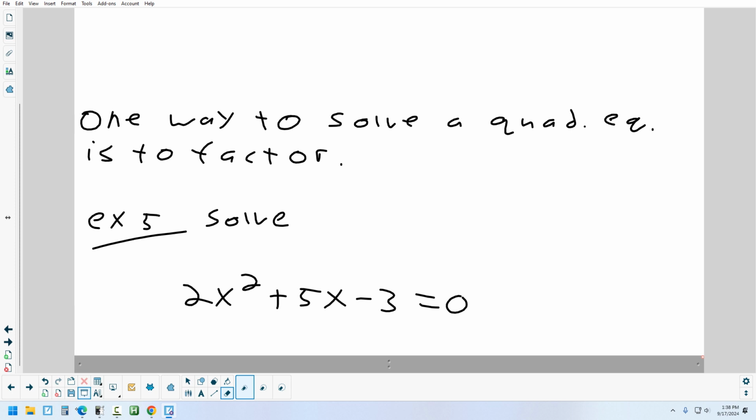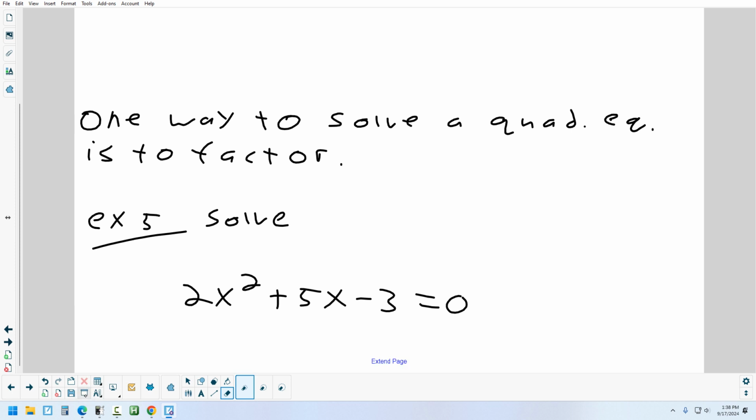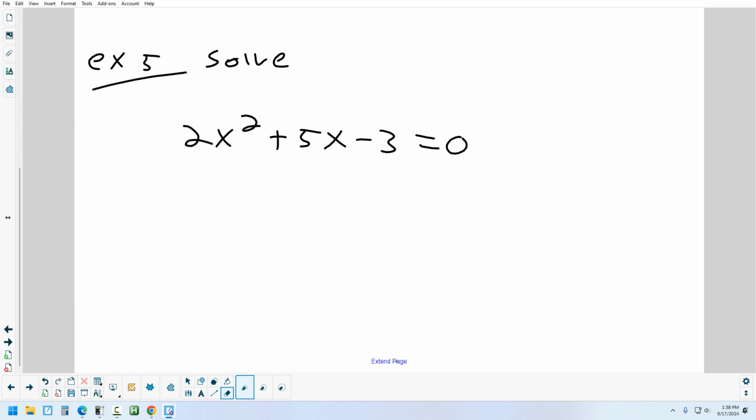So let's see if we can factor this one. This isn't meant to be a full factoring lesson. In Algebra 1, I'd probably spend 2 or 3 days on teaching how to factor, because it just takes a lot of practice. But I'll go through one just to hopefully refresh how to do it.